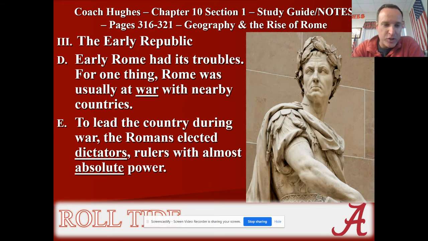To lead the country during war, though, the Romans elected dictators. Circle E, you need to know that term, kind of like tyrants, rulers with almost absolute power and authority. Well, you want somebody to be in charge. You don't want a lot of different opinions when you are trying to defeat an enemy. And Rome thought it was best to have one single ruler who was in charge, had absolute power and authority over everything. And I do mean everything.